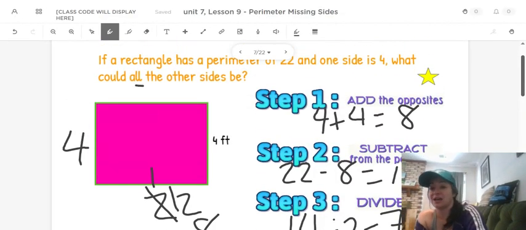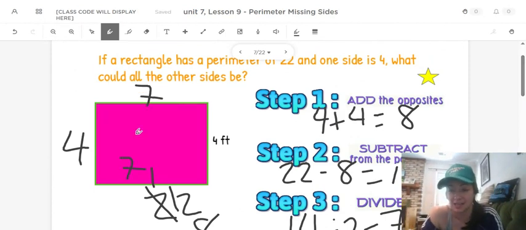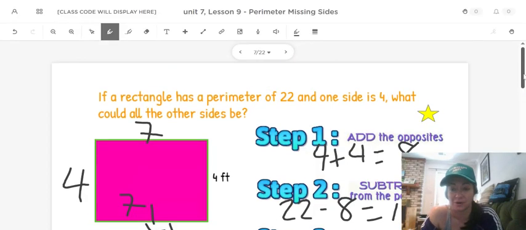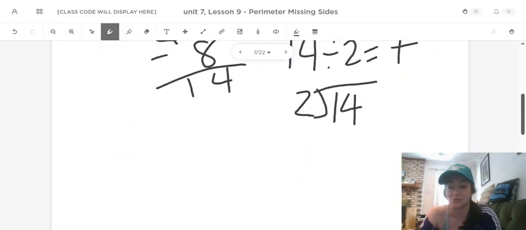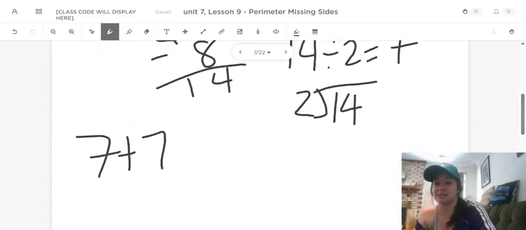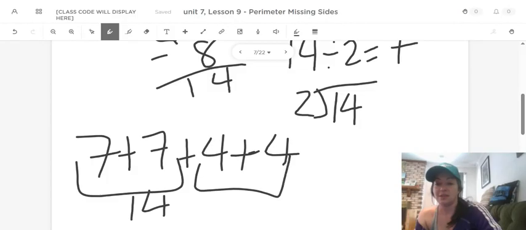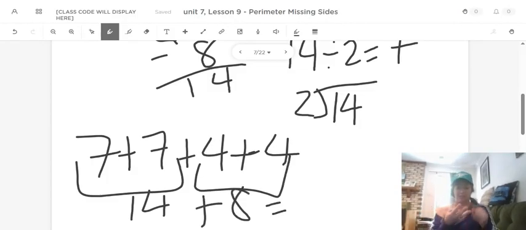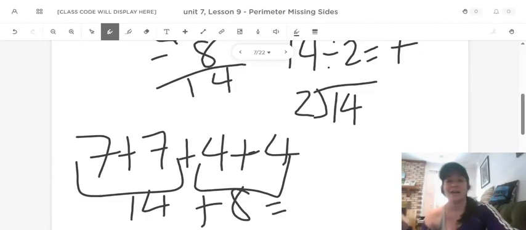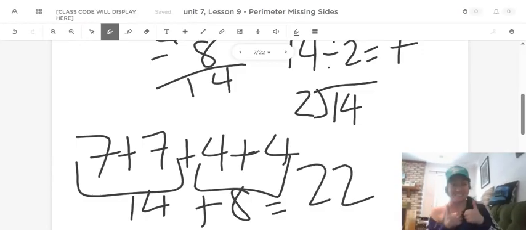I can check myself by adding all of these together. 7 plus 7 plus 4 plus 4, and see if that gets me 22. This is 14. This is 8. 14 plus 8, 14, 15, 16, 17, 18, 19, 20, 21, 22. That is correct. Yay!